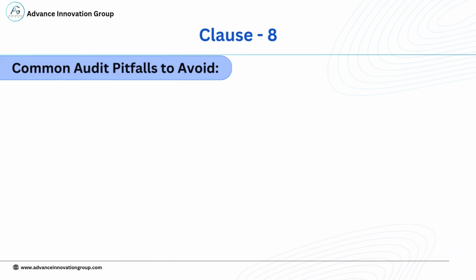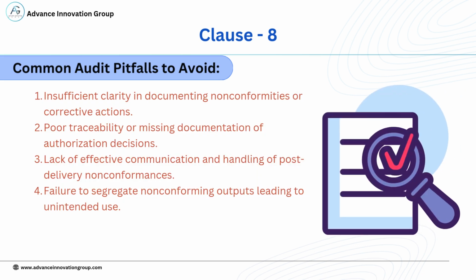Clause 8.7 common audit pitfalls to avoid. 1. Insufficient clarity in documenting nonconformities or corrective actions. 2. Poor traceability or missing documentation of authorization decisions. 3. Lack of effective communication and handling of post-delivery nonconformances. 4. Failure to segregate nonconforming outputs, leading to unintended use.